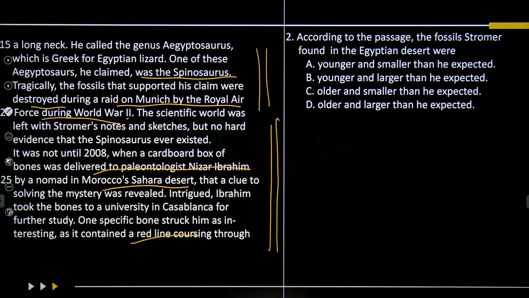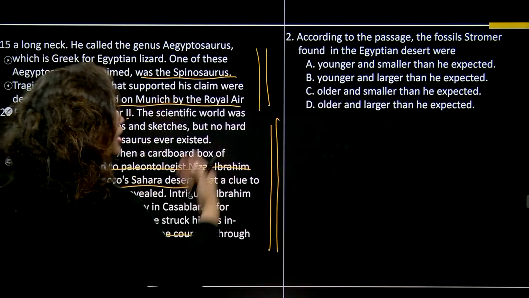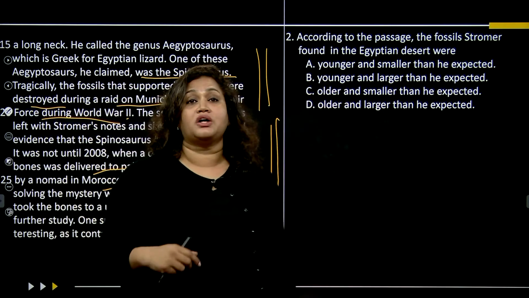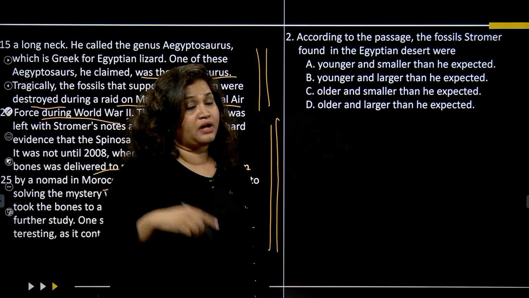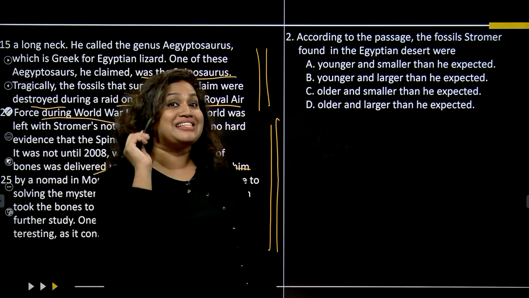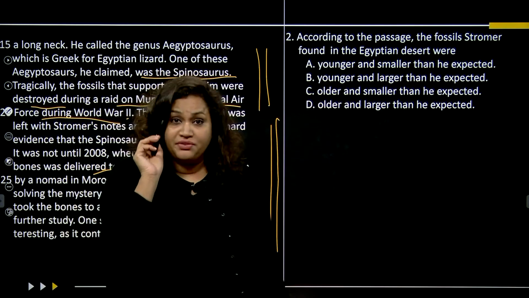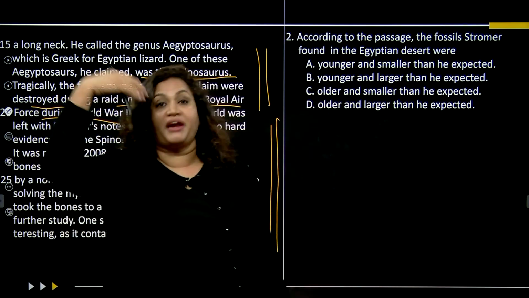Now here we were talking about the same thing, the age, and I told you that we already have it here. So we are going to talk about, according to the passage, the fossils Stromer found in the Egyptian desert were, what we have understood is, they said that it was 97 to 112 million years prior.